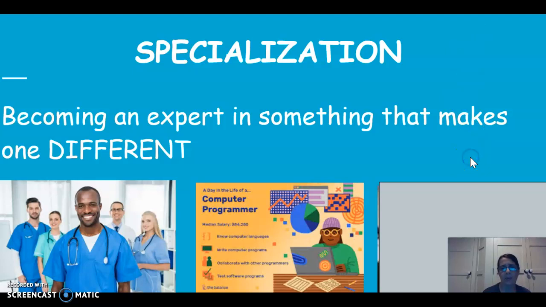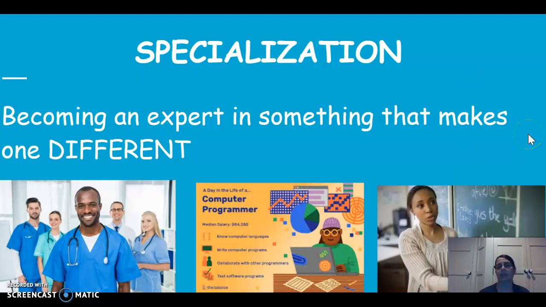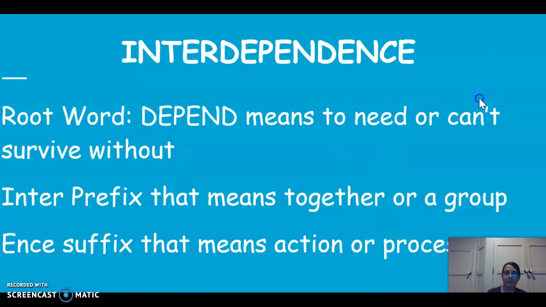Now, another example is a teacher. A teacher specializes in education. They help people learn. They go to school to know how to help you learn. They can help you with things other people can't help you with. So they specialize in education. So these are just some people who specialize in certain things.